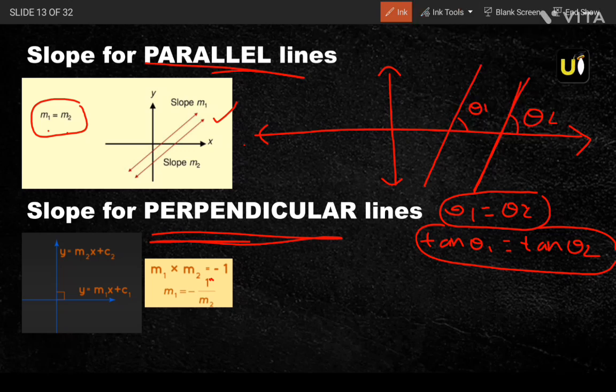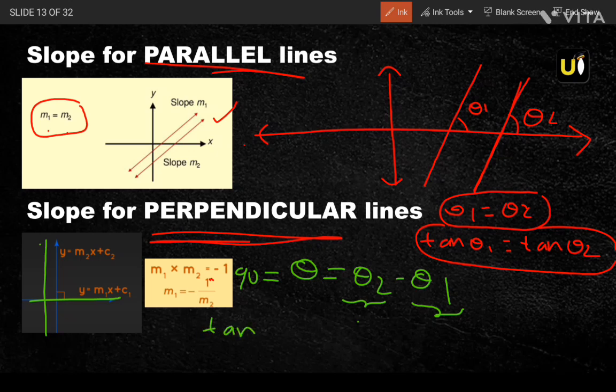Now coming to perpendicular lines. For example, here we are taking two lines. The angle between those two lines is 90. That means the difference between the angles made by the lines with x-axis is 90, equal to theta 2 minus theta 1. Theta 2 is the angle made by line 2 with x-axis, and theta 1 is the angle made by line 1 with x-axis. If this is equal to 90, then they are considered as perpendicular lines. Now let's apply tan on both sides. Theta 2 is equal to 90 plus theta 1.